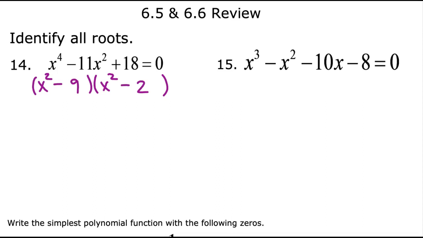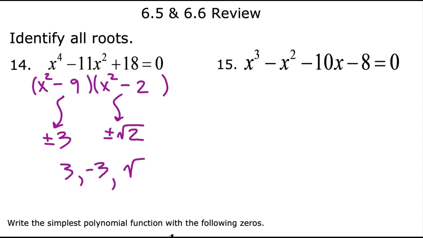Okay, if x squared minus 9 is a factor, then what is going to make that 0? Plus or minus 3. Okay, and if x squared minus 2 is a factor, then what makes that 0 is going to be plus or minus the square root of 2. So the four answers here are 3, negative 3, square root of 2, or negative square root of 2.